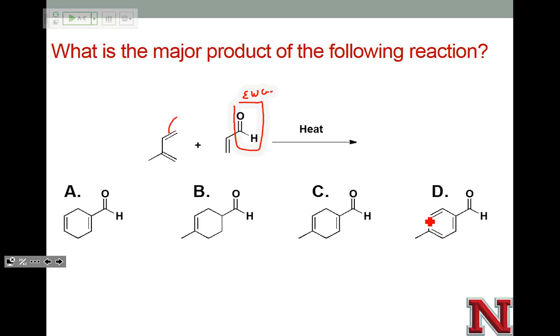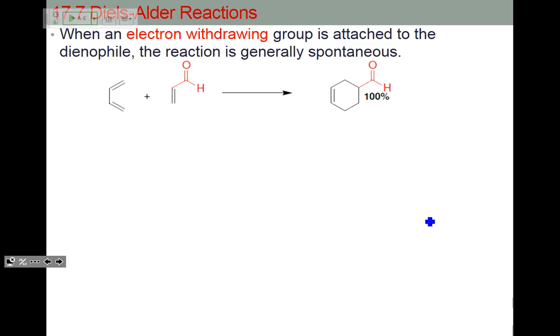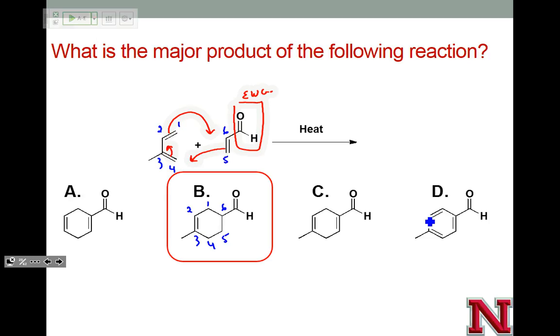So our mechanism is just going to be this, and we're forming a new sigma bond between carbon 4 and 5 and carbon 1 and 6. And notice the only double bond that we're going to retain is the one between 2 and 3. A has 2 double bonds, so that's not going to happen. Also, we lost this methyl group. That methyl group's not going anywhere. So A is not a possible product.